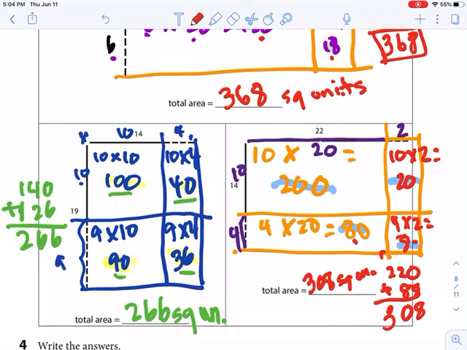All right, this is the area model, or using the frames or arrays to multiply 2-digit by 2-digit number.